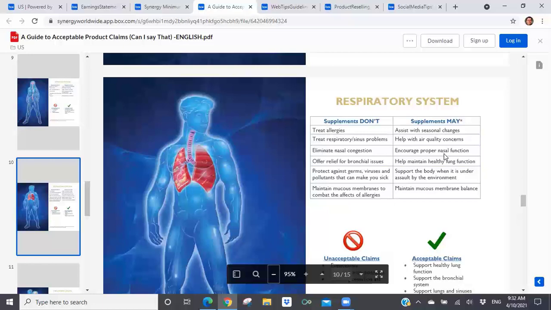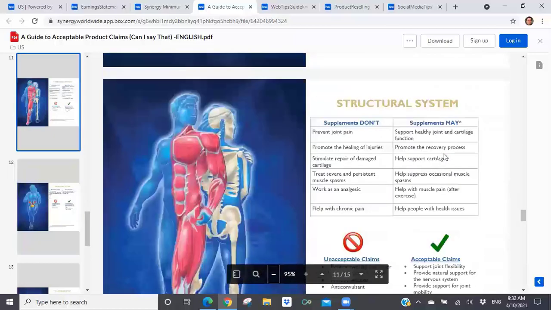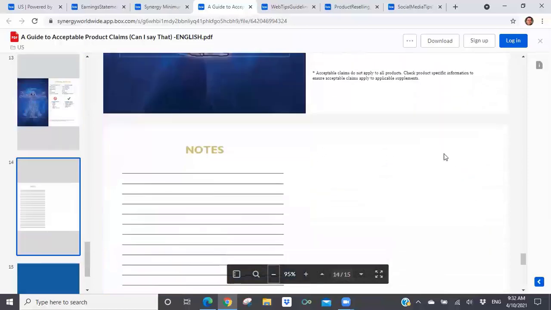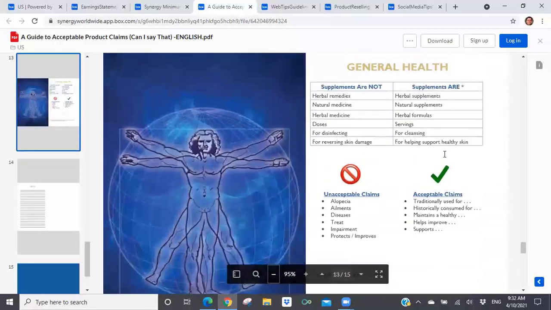Again, it's all about positioning information in relationship to what the person is trying to achieve. Now, structural system, urinary system, general health. So this is just a great document that you have available to you that helps you from a health standpoint be able to understand what you can and what you can't say, and then be able to shape your message, whether it be on social media or other ways that you're talking to people, so that you create interest for them to want to know more information.